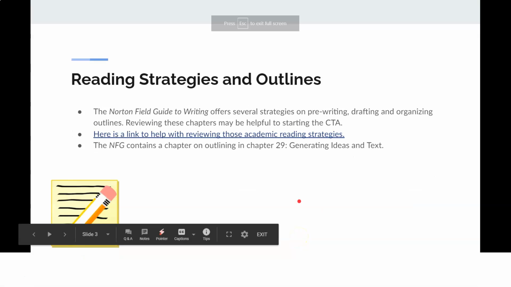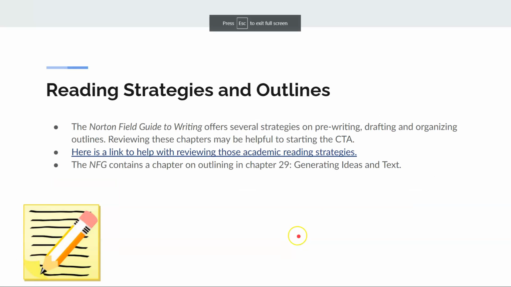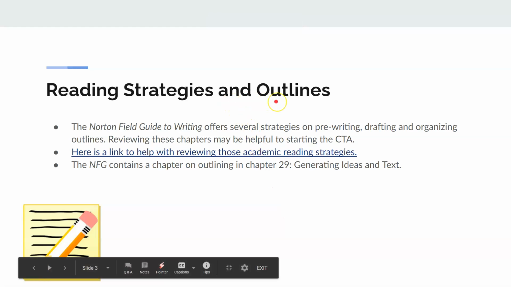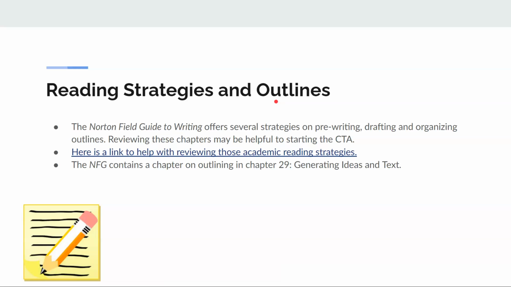So anyway, moving on from that, I also have a slide on reading strategies and outlines. Now the Norton Field Guide has several different strategies on pre-writing, drafting, and organizing outlines. And reviewing these chapters may be helpful to starting the CTA.